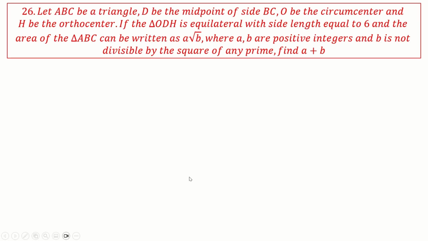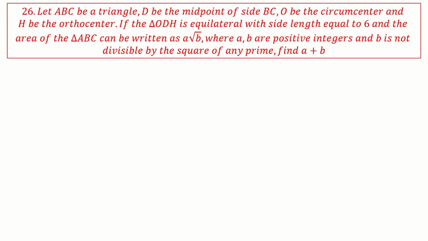Let ABC be a triangle. D is the midpoint of side BC, O is the circumcenter, and H is the orthocenter. If triangle ODH is equilateral with side length equal to 6, and the area of triangle ABC can be written as a square root of b, where a and b are positive integers in the minimal form, then what is the value of a plus b? Basically, we need to find the area of triangle ABC.